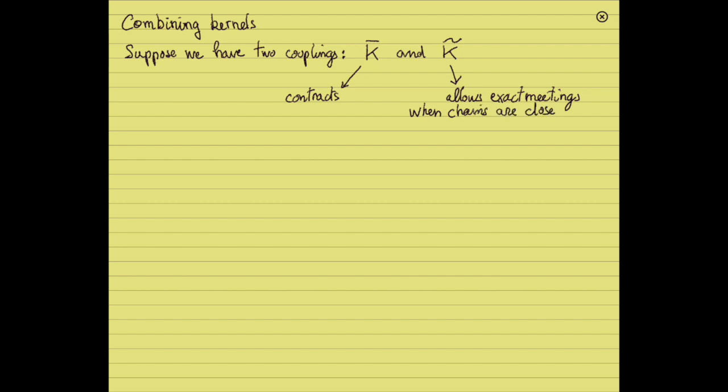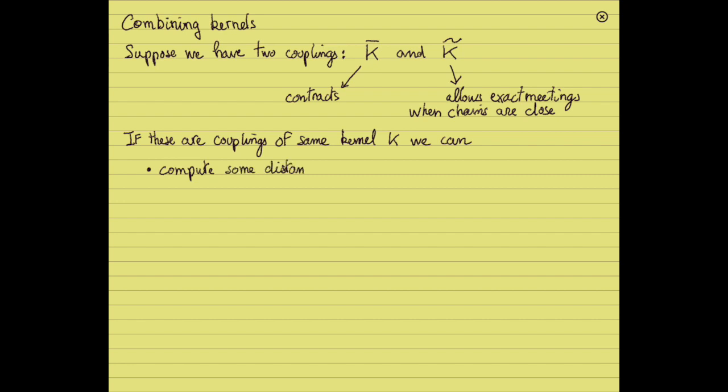The first is where we assume that we have two couplings of the same kernel. So we have K bar and K tilde, for example. K bar leads to contraction, and K tilde leads to the possibility of exact meetings, but realistically only when the chains are already close. And so we would like, of course, to use the contractive coupling until the chains are close by, and then try to obtain an exact meeting using the K tilde kernel. And again, if they are both couplings of the same kernel K, then we can decide on whether to use K bar or K tilde based on the current state (x_t, y_t) without changing the marginal distribution of the chain.